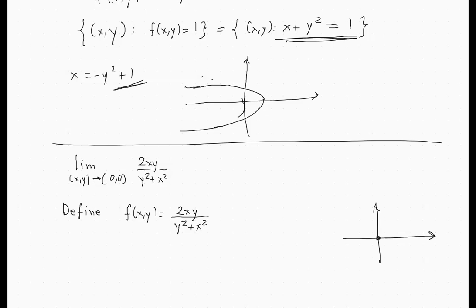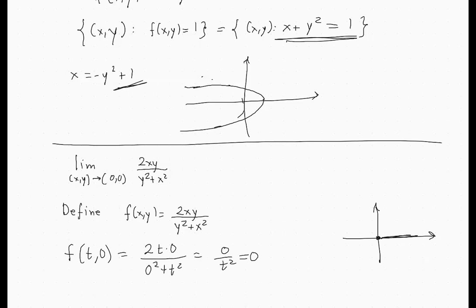So for example, if we take f(t, 0), which means we proceed along the x-axis, we will get 2 times t times 0 over 0 squared plus t squared, which is really 0 over t squared, and this is equal to 0. So that tells you that the function is constant along the x-axis and equal to 0, which means it approaches 0, it's already there.